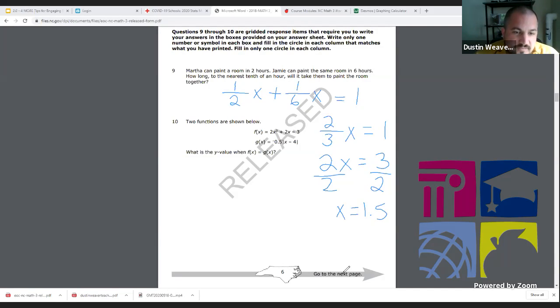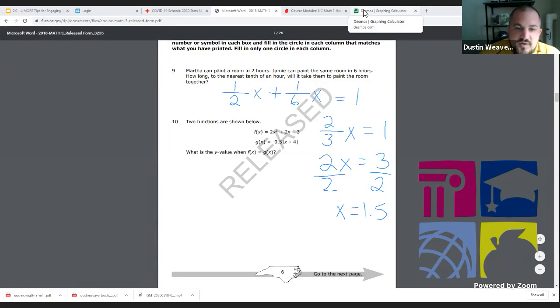All right. If you look at the bottom, question number 10, 2 functions are shown below. F of x equals 2x to the third plus 2x minus 3. G of x equals negative 0.5, and then the absolute value of x minus 4. What is the y value when they're equal to each other? So when they intersect each other, what is the y value is all we're looking for in this problem.